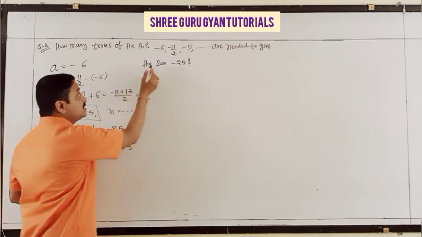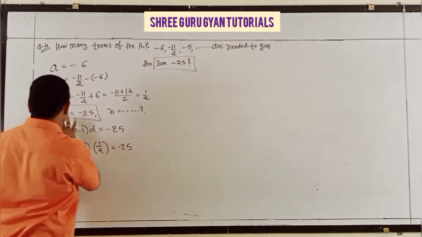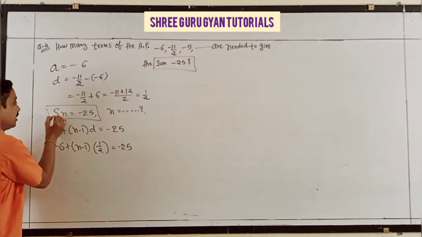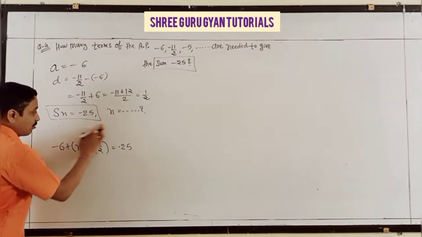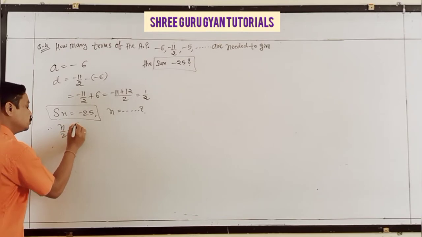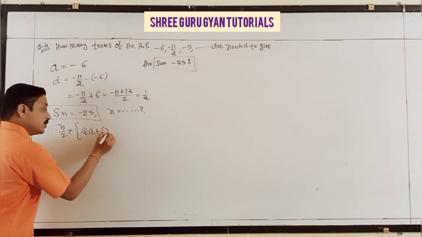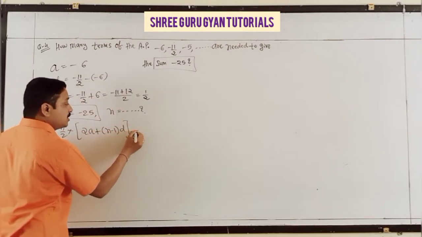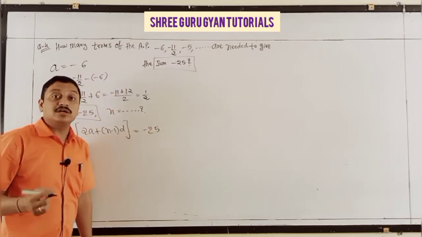Is it given? No, it is a sum given. Yes, by mistake I wrote Tn here. You write down Sn, and write down the Sn formula. My mistake, students, sorry. n by 2, 2a plus (n minus 1)d. Yes, the summation is given, not the terms.